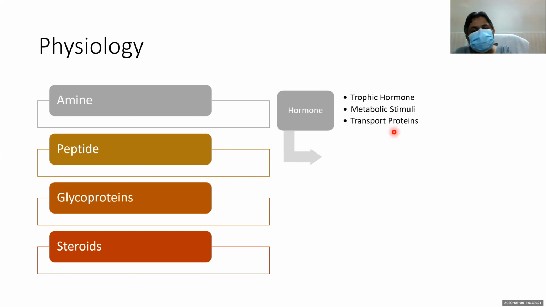This hormone, once released into the bloodstream, as we've talked about, we are dealing with the endocrine, has to be released in the blood.